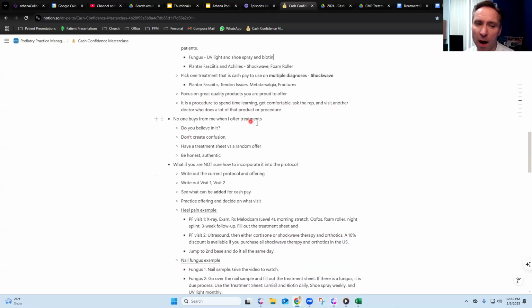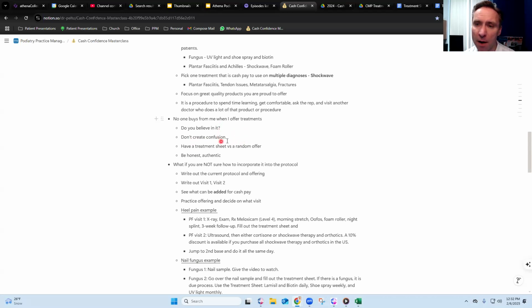Another concern that doctors have is that no one buys when I offer the treatment. Do you believe in it? Have you tried enough? When I was starting out with ultrasound, I wasn't that good, so for the first couple of months, I did it for free on everyone just so I could learn the anatomy. Same thing with shockwave. I was doing shockwave for $100 for the first couple of months until I got used to doing it and got good results. And all of a sudden, okay, now I'm confident in it. I'm going to do it. So you need that.